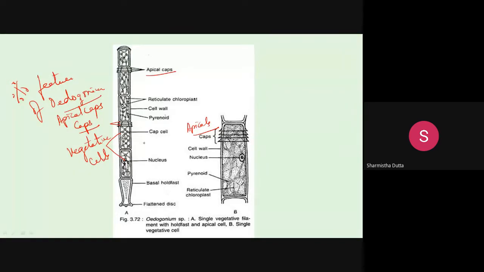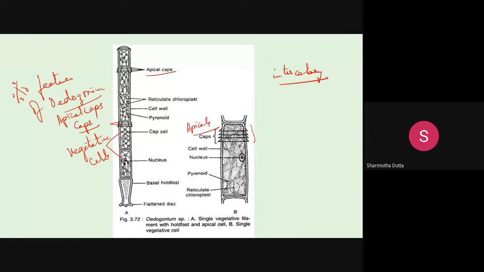So what I'm trying to tell you is that these apical caps are considered a very important feature in the case of Oedogonium, as the number of caps will represent the number of times the cell has undergone division. So this cell will divide. See, the division is intercalary.